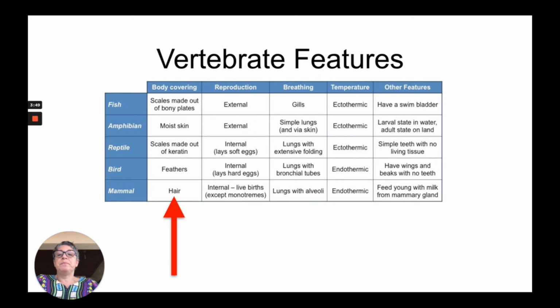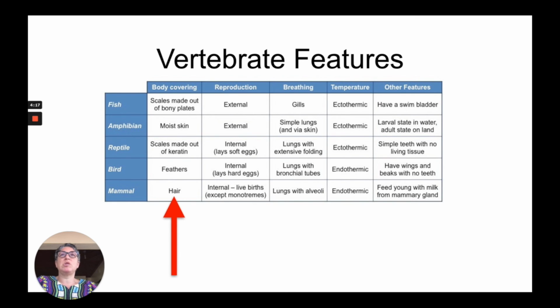So for fish, we have hard scales that help protect them because they live in the water. Amphibians have what we call naked skin or moist skin. Reptiles have soft scales that will protect them against the heat. Birds have feathers. Mammals' bodies typically are covered with hair or fur.